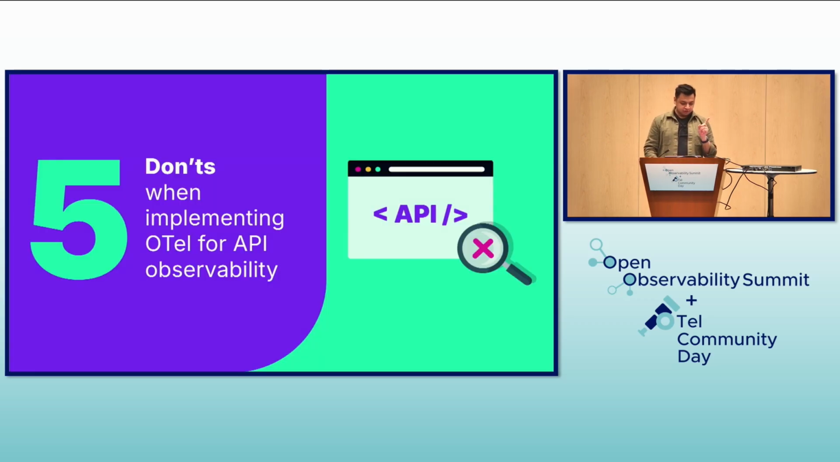So without further ado, I think I'm so far on time. I'm going to be sharing the 5 don'ts when implementing OTel for API observability. I will admit that I did get stuck a little bit with this don't fantasy that I went into, because trying to add don'ts in your sentence structure can be surprisingly more challenging than I thought it was going to be. But we are down this rabbit hole anyway.